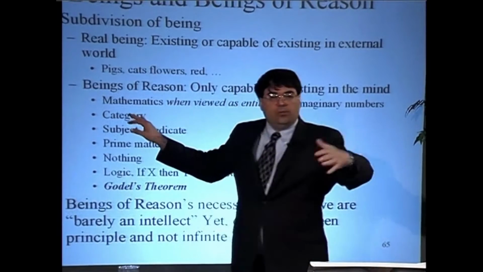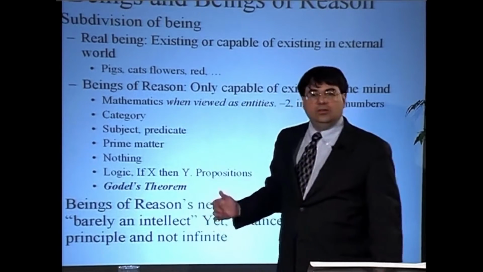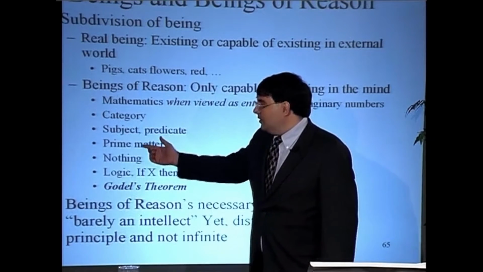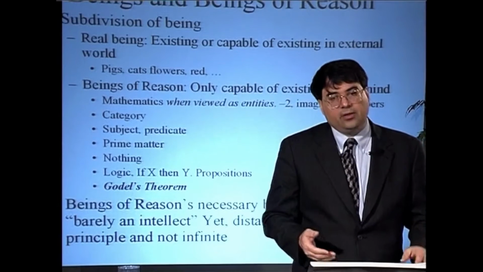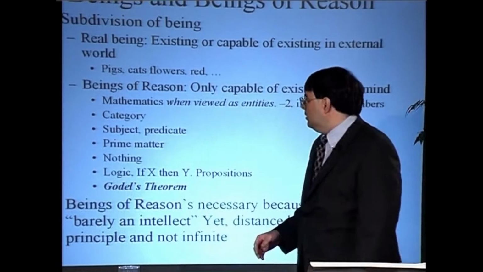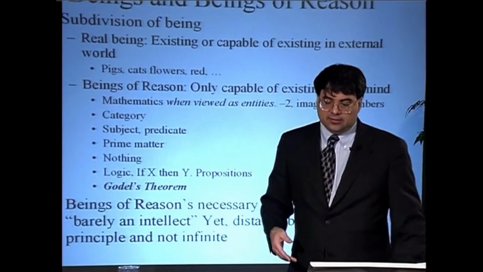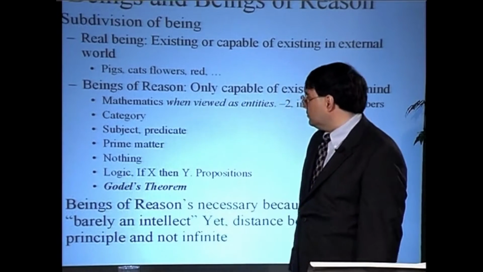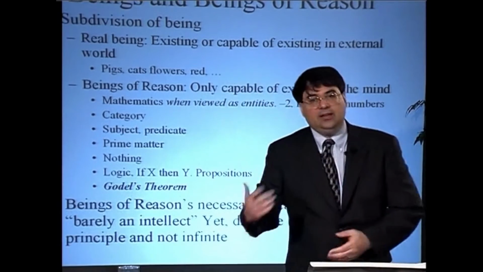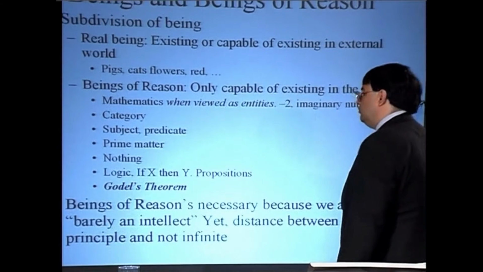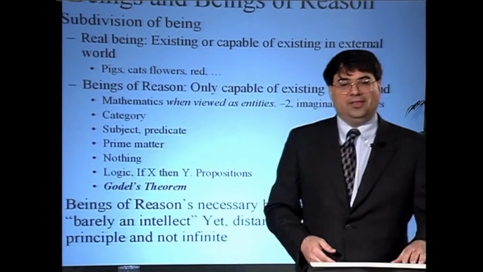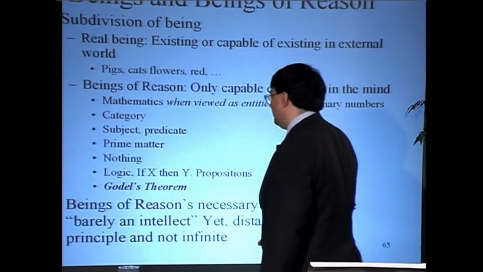A category. Where's a category floating around? There's none. What about a subject or a predicate? You don't see a subject or a predicate just walking down the street. Prime matter. This thing we talked about or touched on earlier. And that is this pure potentiality that is preserved under all changes. That can't exist because potentiality only exists in reference to actuality. So potentiality with no reference to actuality is nonsense, but it's a being of reason. Our minds are weak. We need these things to help us come to conclusions. Nothing is a being of reason. Can nothing exist in the real world? No, because nothing is the absence of something, but it's a being of reason that we use.